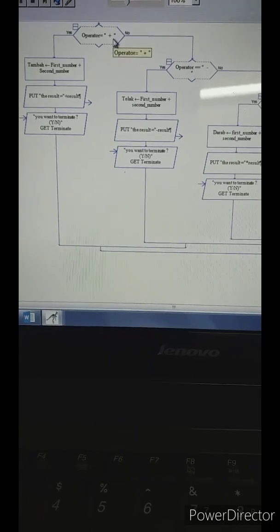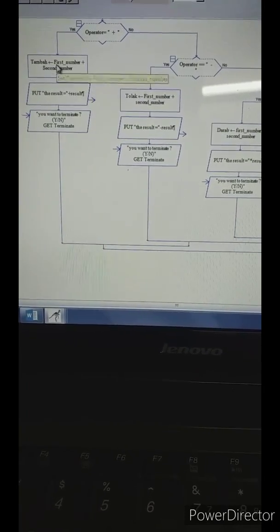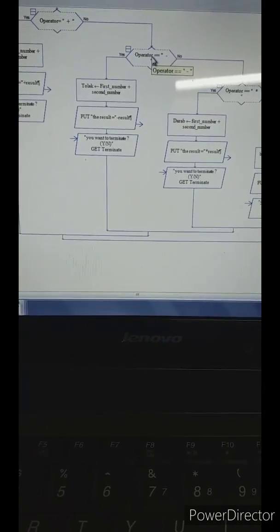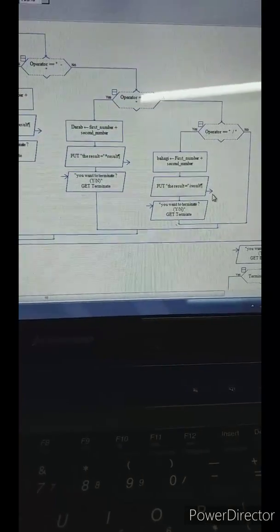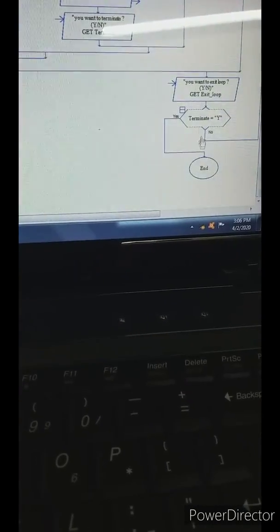The operator plus for the addition, this is the operator. For the subtraction, here's the operator. For multiplication, here's the operator. And for division, here is the operation. Then it will come back to asking, do you want to loop or not? Here it is. That's it from me.